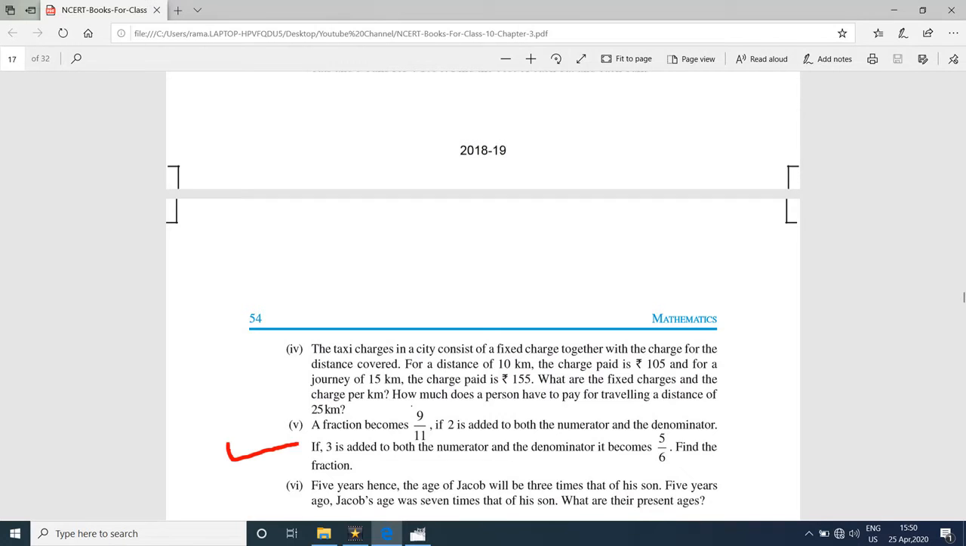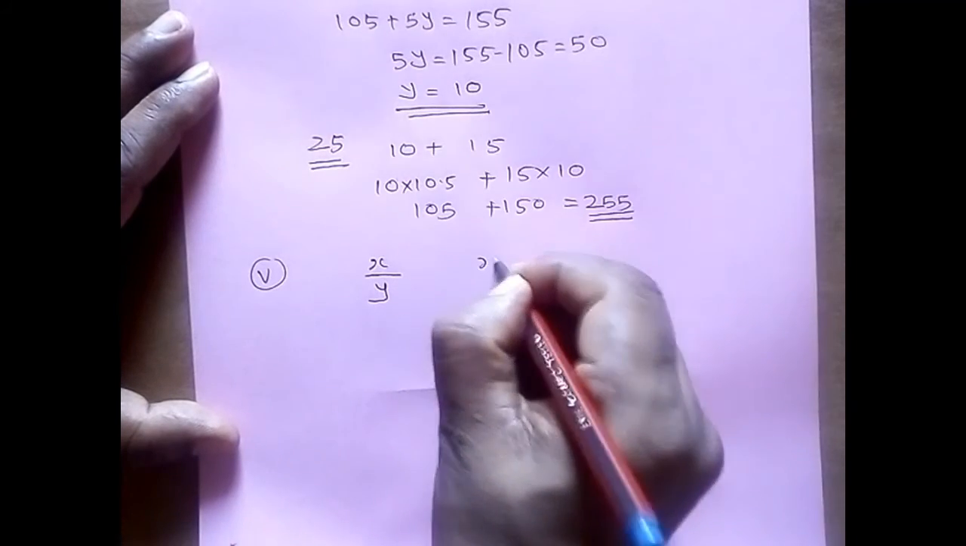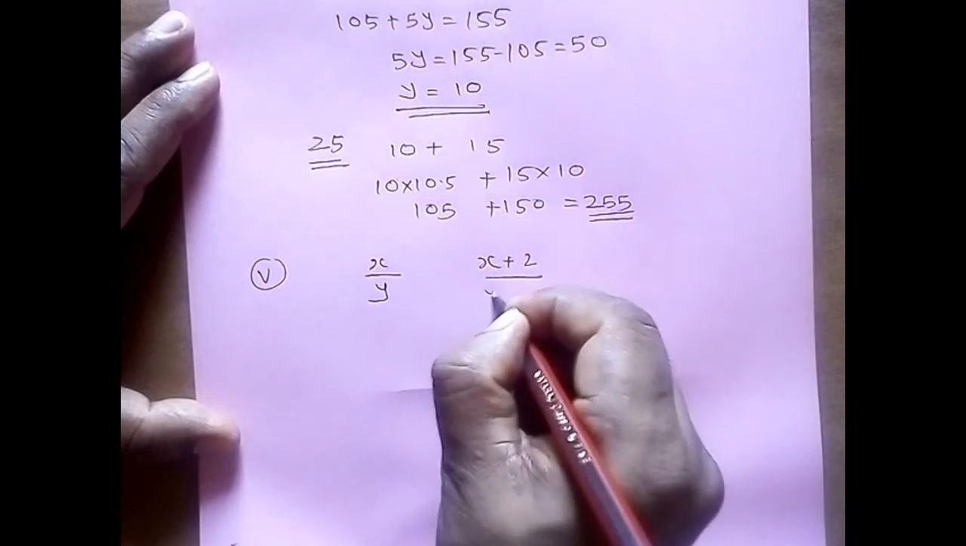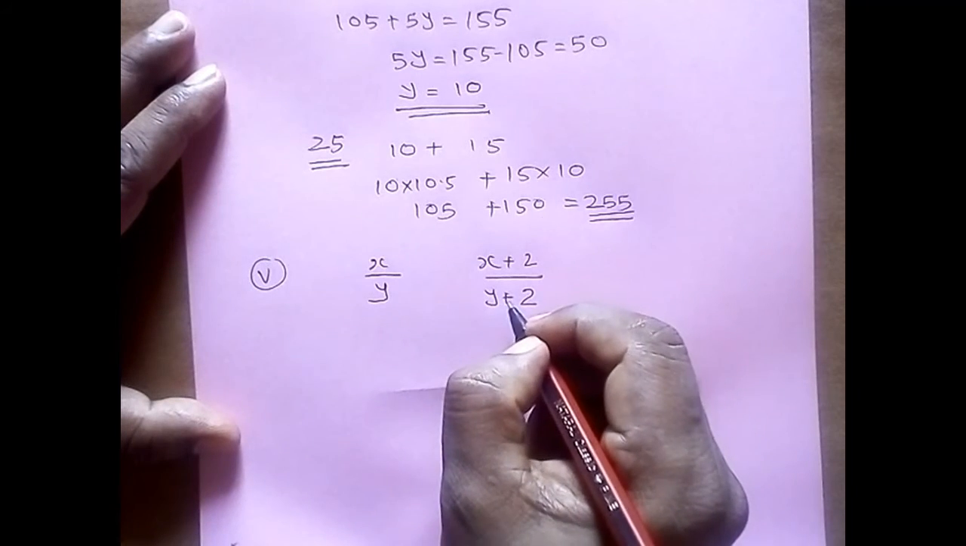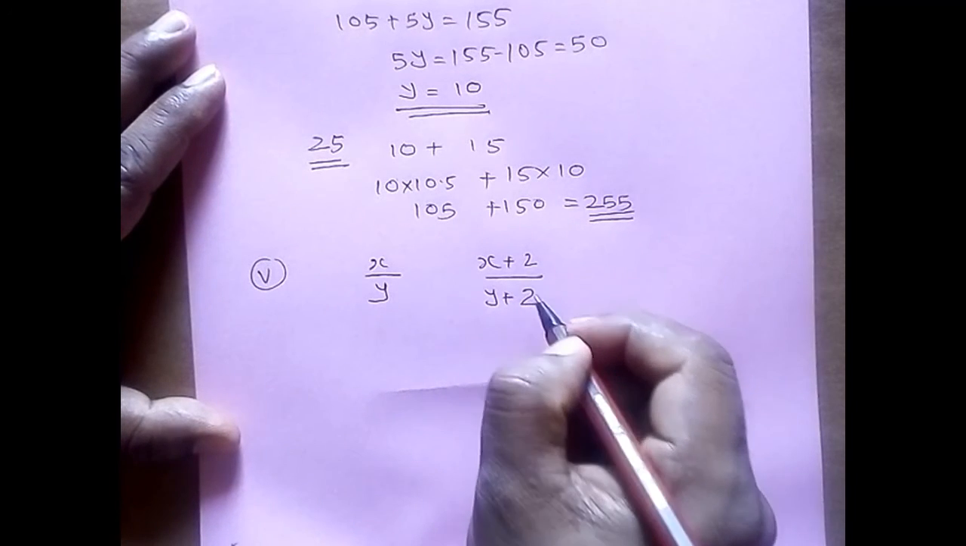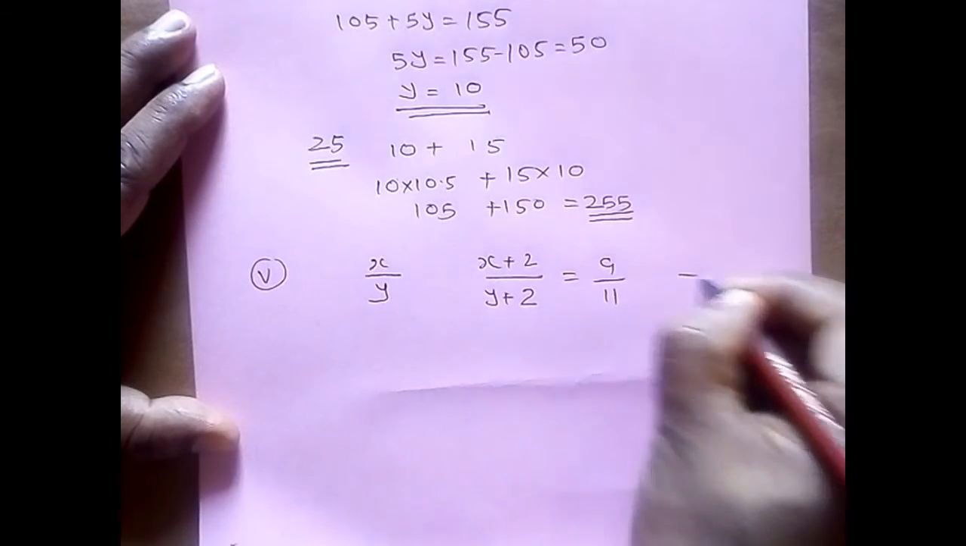Now fifth sub question. A fraction becomes 9 by 11 if 2 is added to both the numerator and the denominator. If 3 is added to both the numerator and denominator, it becomes 5 by 6. Find the fraction. So let the fraction be x by y. When 2 is added to numerator as well as denominator, we will get (x plus 2) divided by (y plus 2). So (x plus 2) upon (y plus 2) is given as 9 upon 11. So this is equation number 1.